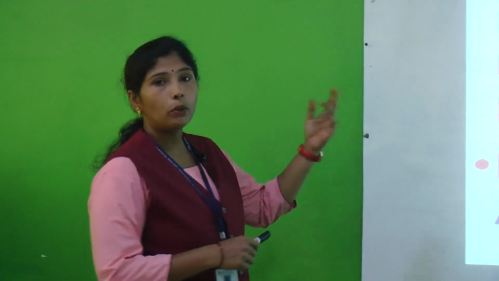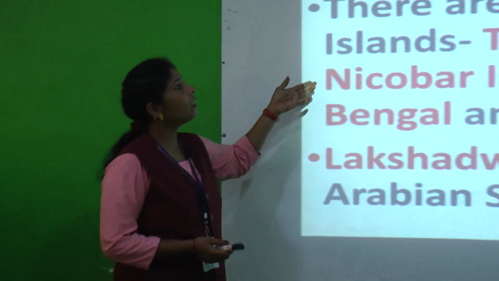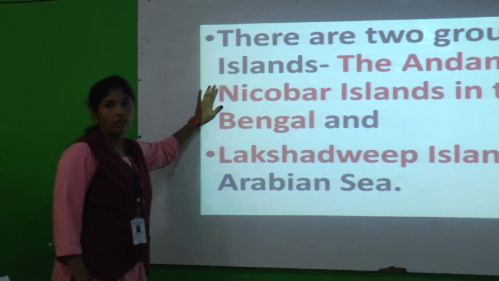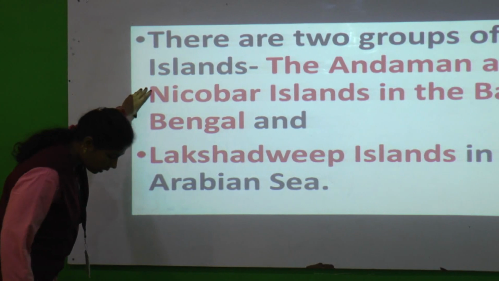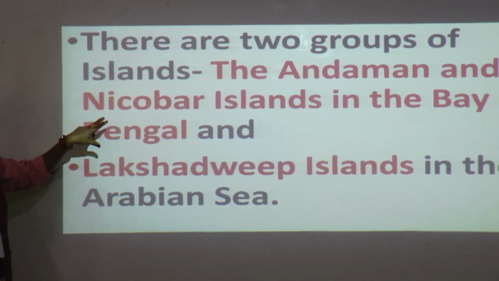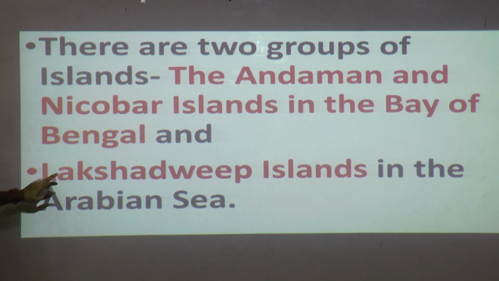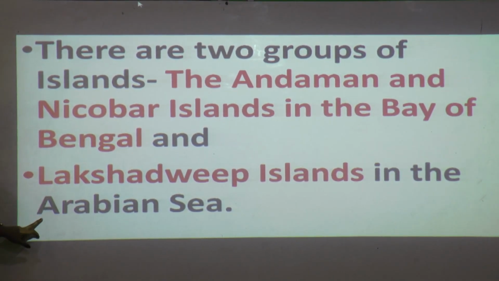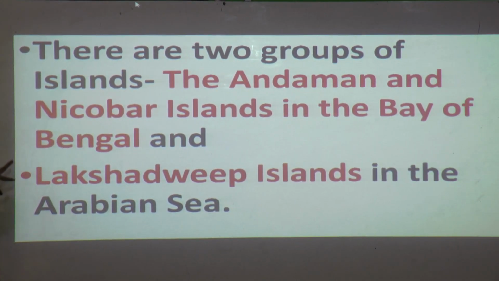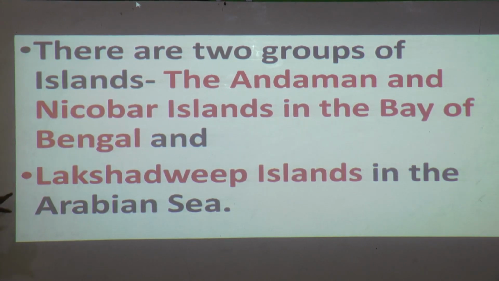Next we will do a revision. There are two groups of islands. Already we have discussed, what are they? They are the Andaman and Nicobar Islands in the Bay of Bengal and the Lakshadweep Islands in the Arabian Sea. So we have two types of islands: Andaman and Nicobar Islands and Lakshadweep Islands.